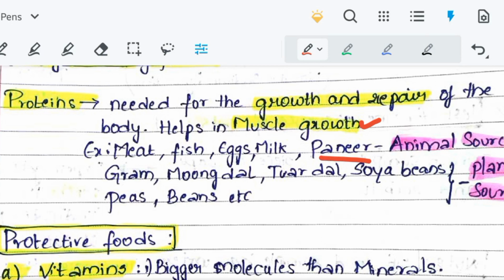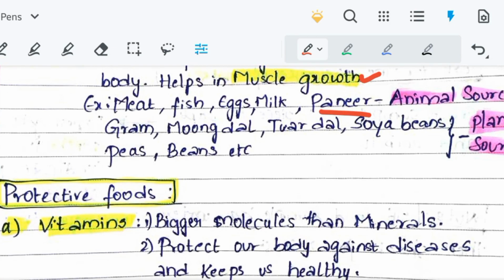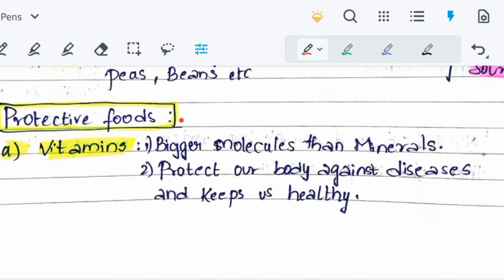Paneer is one of the animal sources, which is made from milk, and you have equal amounts of proteins and fats here, a little more or less, but paneer is not the sole source of protein. Okay, it also has high amounts of fat in it. Now meat, fish, eggs, milk are some other animal sources. Gram, all types of dal, beans, pea, etc. are plant sources.